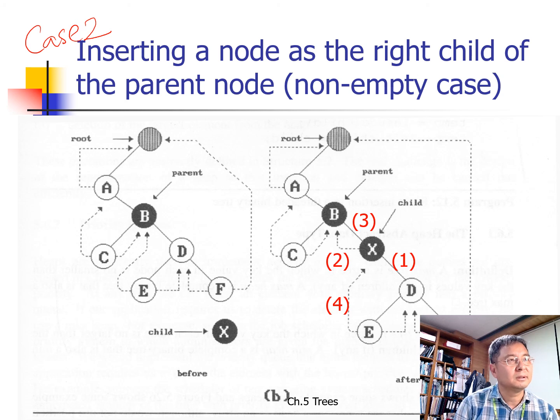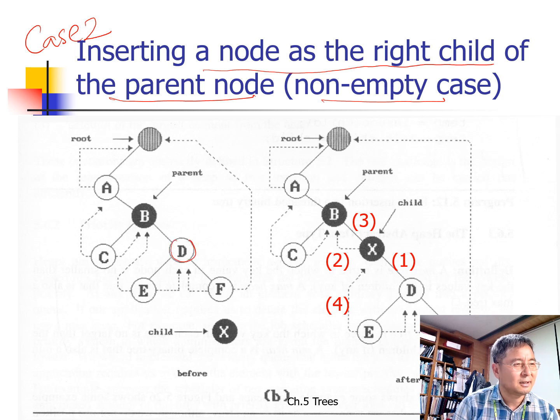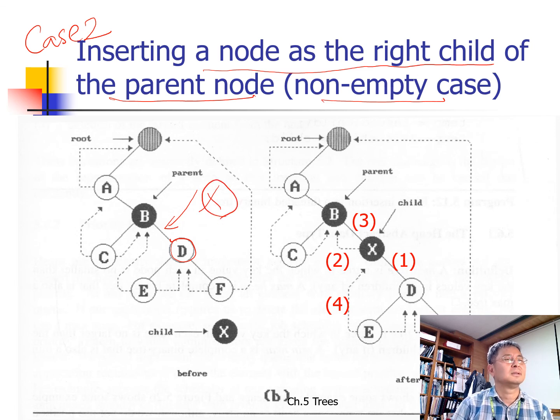Next is case 2: inserting a node as the right child of the parent node, non-empty case. B has a right child D here, but I want to insert a new node X at this point. So the result is here: X is inserted as the right child of B.